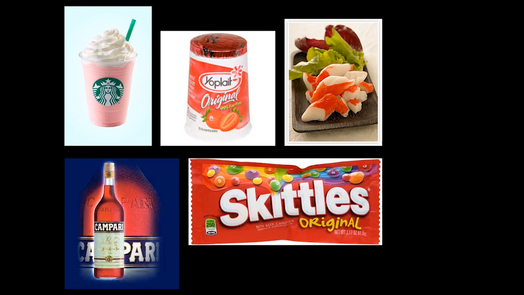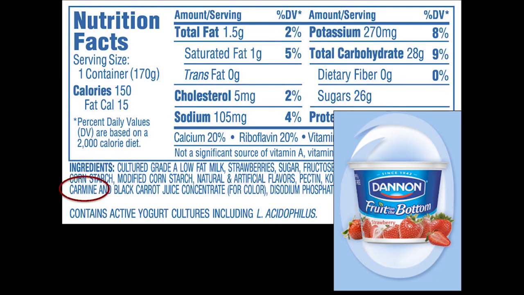It's in fruit on the bottom yogurt, fake crab legs. Campari used it for a long time. Candies, Tropicana ruby red grapefruit juice, all get their deep red hue from the secretions of a dried insect body. And in ingredients lists, you'll find it as carmine, one of the many terms under which it masquerades.